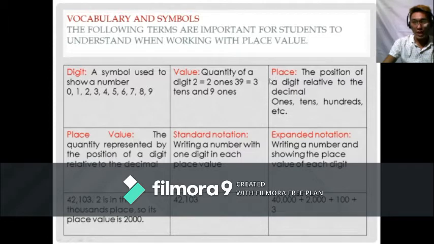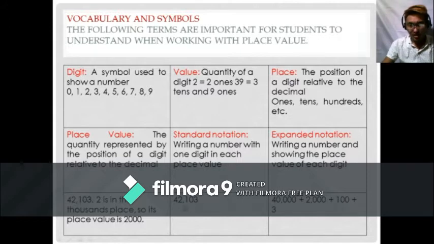Now how about place? When you say place, it is the position of a digit relative to the decimal: ones, tens, hundreds, thousands, and so on and so forth. Okay, next, how about expanded notation? When you say expanded notation, there are two, which are addition and multiplication. But this time, children, I will teach you the addition of expanded notation.